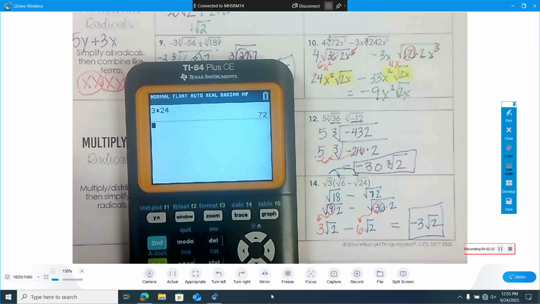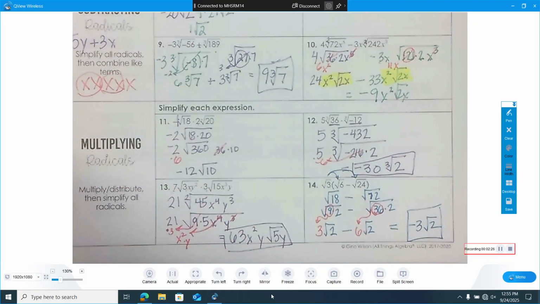All right. So radicals, we just got to break them down, finding those large perfect squares.